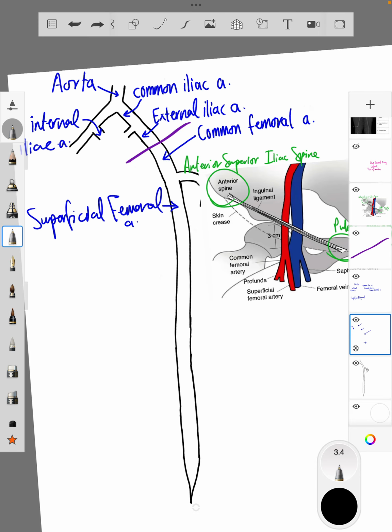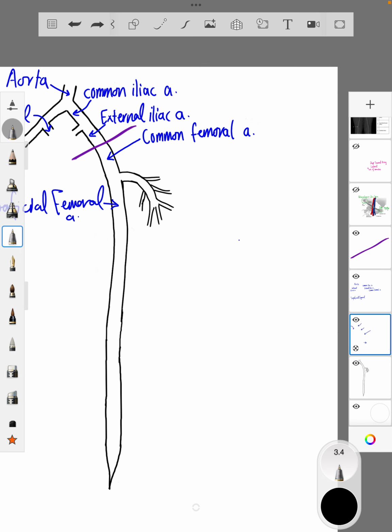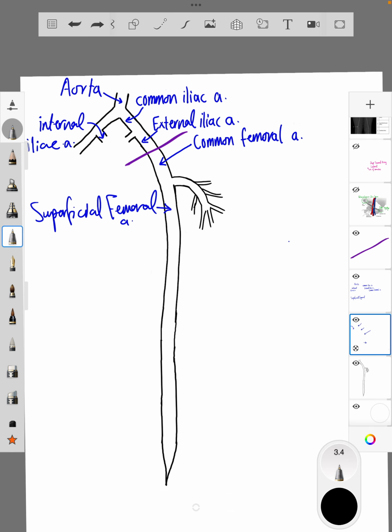And you guys can see the common femoral artery. It's between the anterior superior iliac spine and the pubic symphysis. So now we're at the common femoral artery. That's easy, right? Now the common femoral artery breaks into two arteries, the deep and superficial.